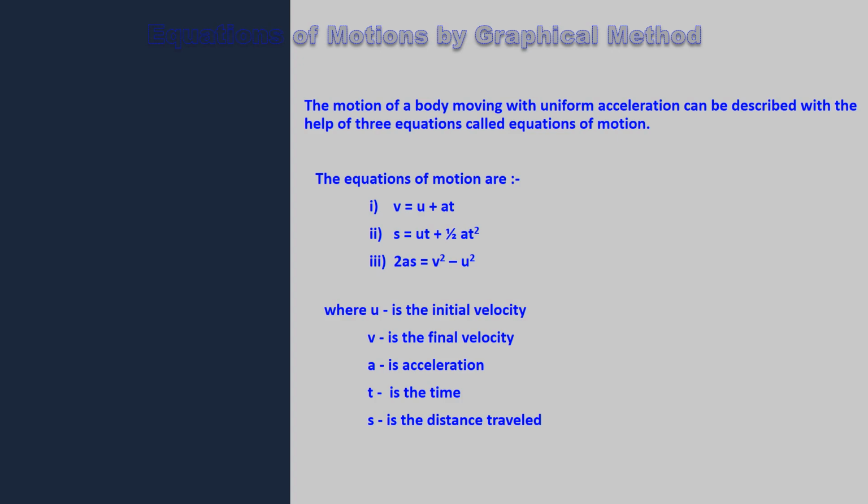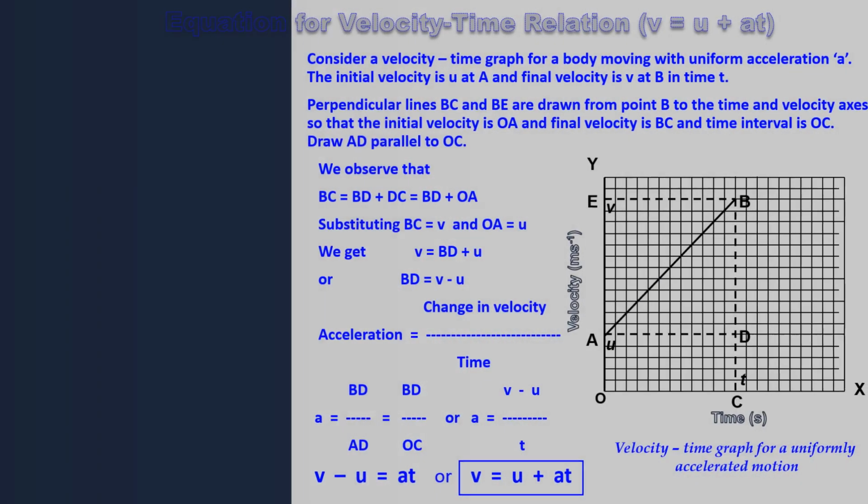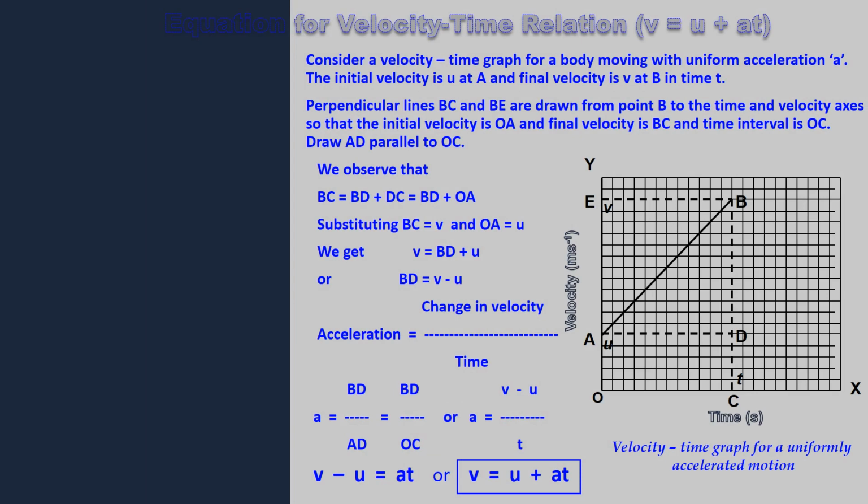Here u is the initial velocity, v is the final velocity, a is the acceleration, t is time, and s is the distance traveled. Equation for velocity time relation, that is the first equation, by graphical method: v is equal to u plus at.